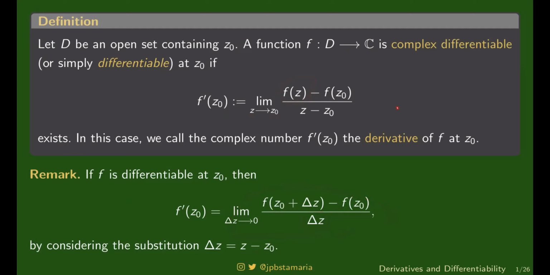Now, these two are equivalent kasi if you look at the substitution, if you let delta z to be z minus z naught, isolve mo yung z dito, pag sinolve mo yung z dito, that z is z naught plus delta z, kaya ito napalitan ng ganon. And also, as you can see, as z approaches z naught, yung difference na to nag-approach sa 0, kaya yung delta z, tinitreat natin as something that goes to 0.